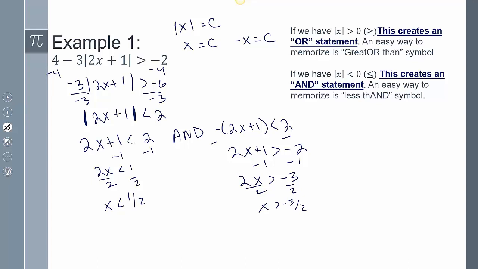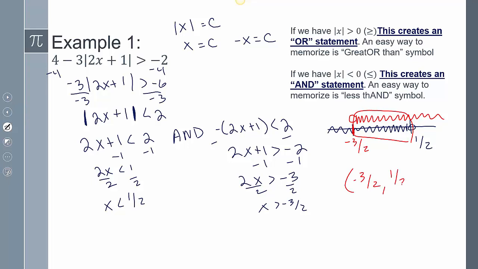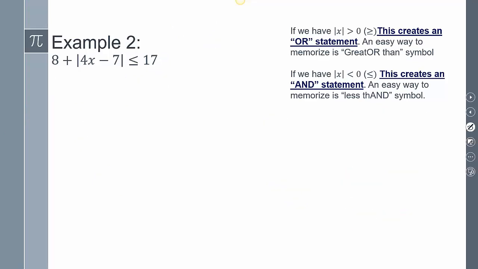Now on our number line, to represent this, we have x is less than 1/2. And then, I'll do this one in red, I have x is greater than negative 3/2. Now my answer is the intersection of the two, because AND means intersection, so where do they both exist? That's going to be here. And so my answer is negative 3/2 all the way to positive 1/2. Or I can write this as negative 3/2 is less than x, which is less than 1/2. Example number 2.